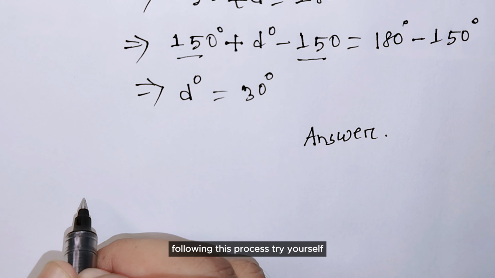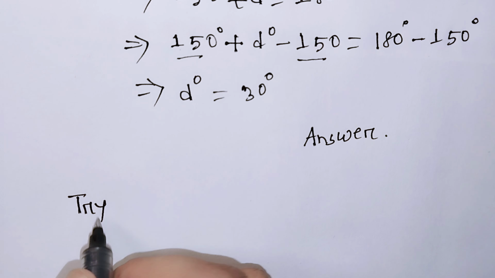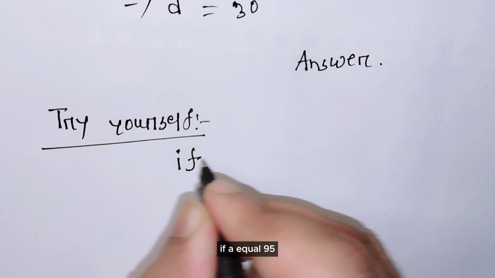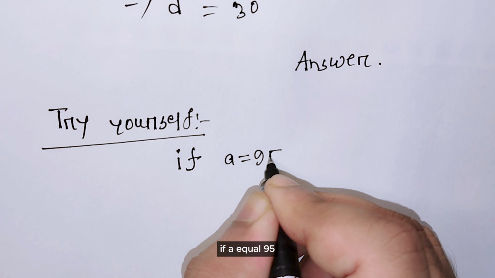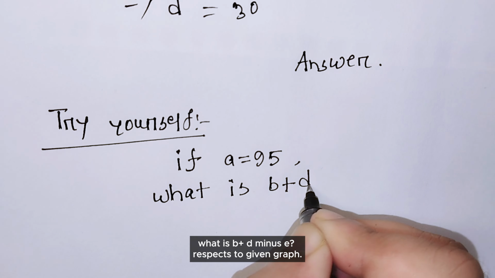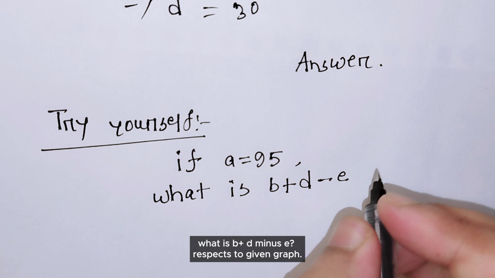Following this process, try yourself. If a equal 95, what is b plus d minus e?